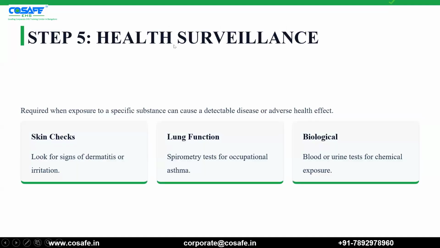Then there is the fifth step, which is health surveillance. You have to check: do you conduct a health checkup for your workers?